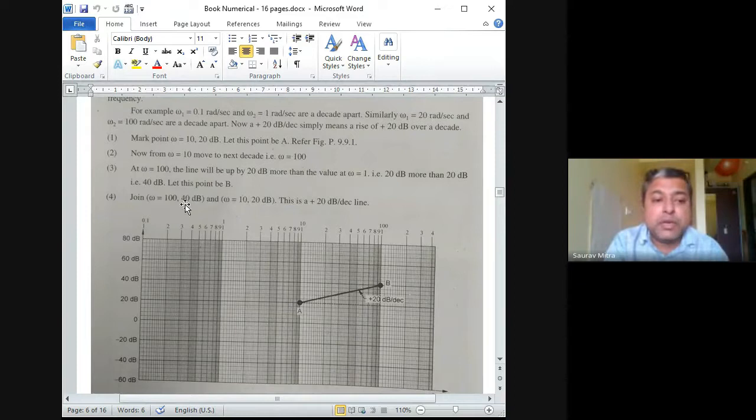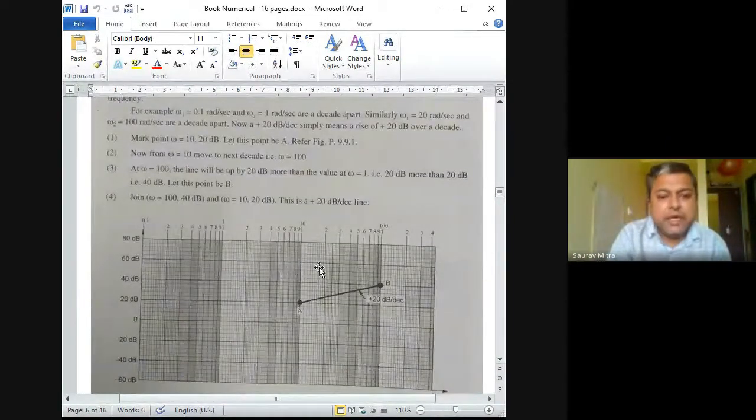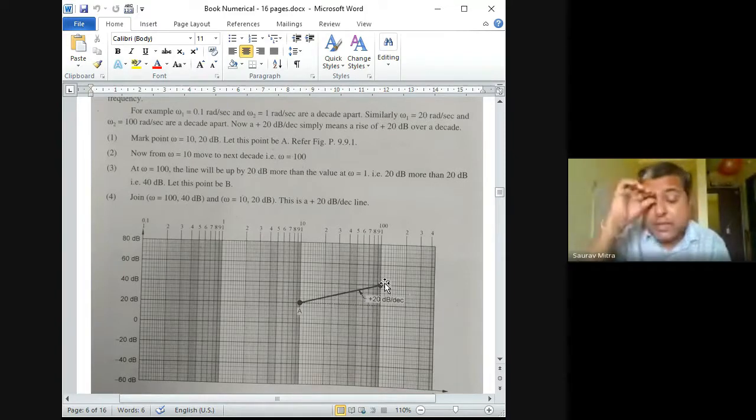So what is the location of point B? Point B will be 100 comma 40. Point A was 10 comma 20. So dB per decade: the dB increase will be 20, and the decade will be 10 to 100. That's why if point A is 10 comma 20, point B will be 100 comma 40. Now you join this, and whatever line you get here will be called plus 20 dB per decade. Similarly, if I ask you for minus 20 dB per decade, that means it will be a falling line. So this is 10 comma 20, you come to 100, a decade, then it was 20, it will fall. So the next point B will be 10 comma 0, oh sorry, 100 comma 0.